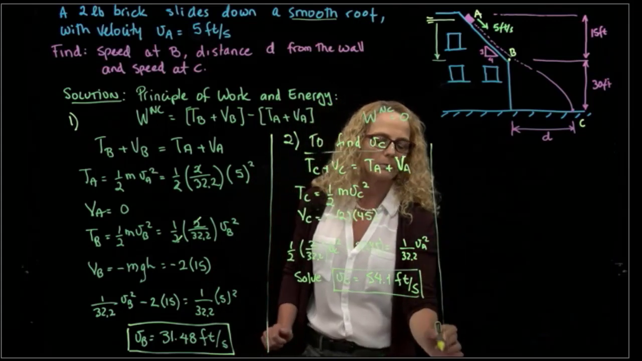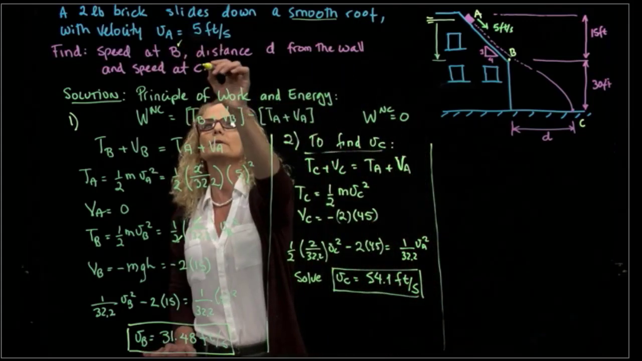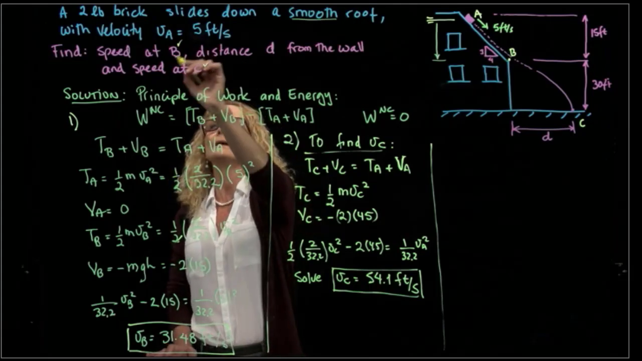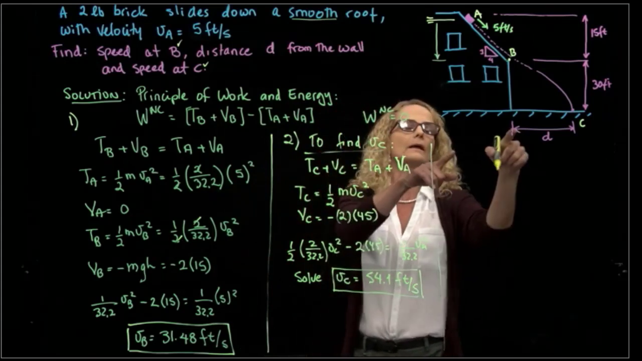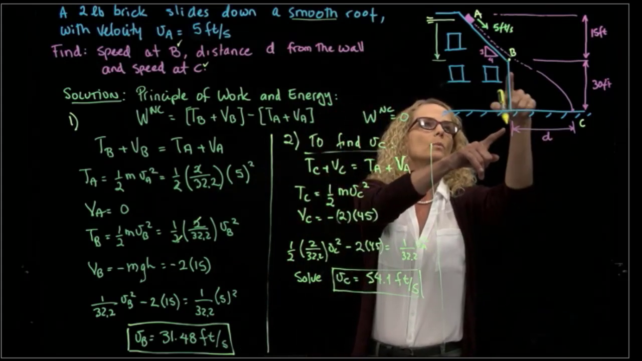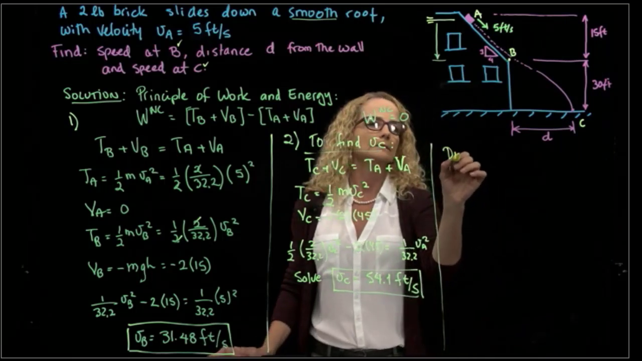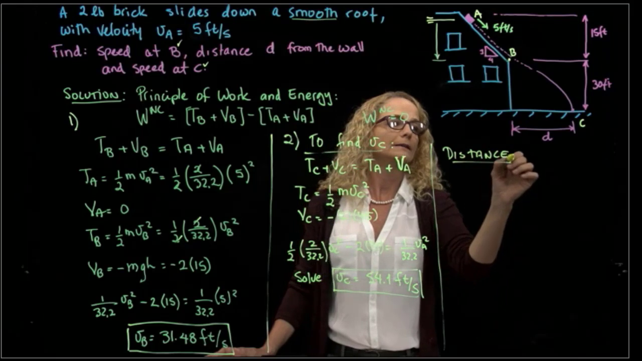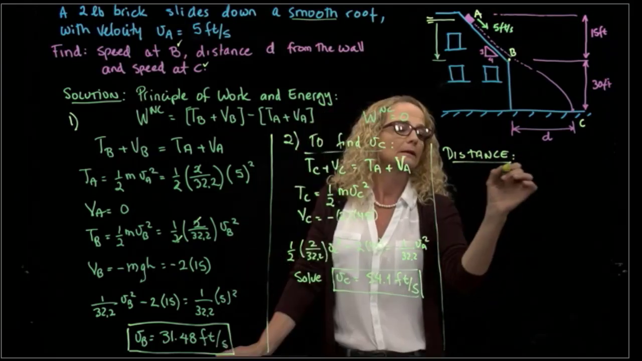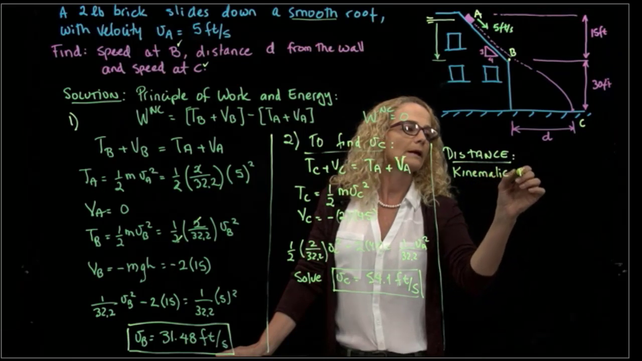And the third question: we already found the speed at B and the speed at C, and we need to find the distance from the wall. So where does that brick hit the floor? To find the distance, I will just use kinematic relations.